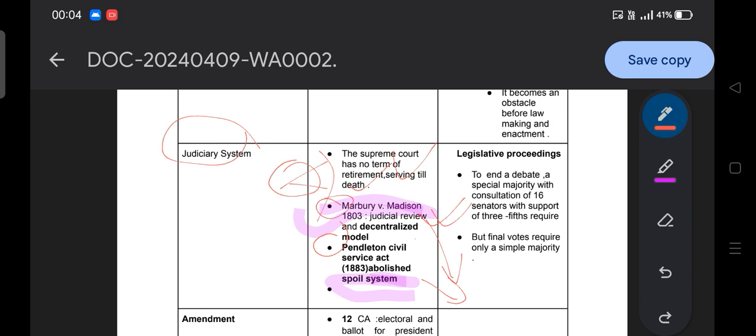What is the spoils system? They can simply ask the question: the spoils system was a part of which administration? So, USA, you need to remember. But in short, you can say that spoils system means what? It is a system which is basically practiced by every political party or every government.